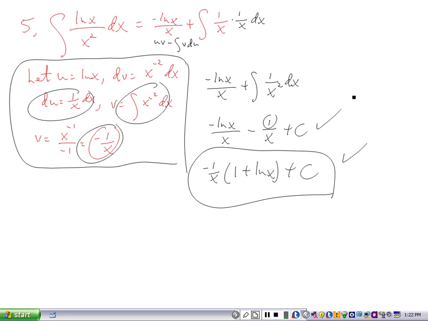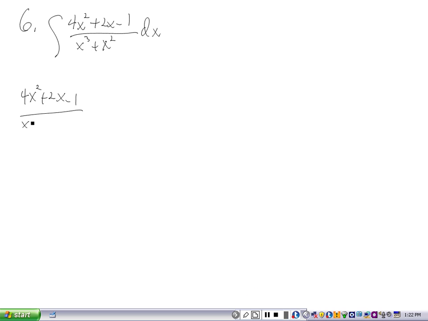Number 6, we've got to use partial fractions on that one. So we have the integral of 4x squared plus 2x minus 1 over x cubed plus x squared dx. Let's look at the fraction by itself. This is 4x squared plus 2x minus 1 over x squared times x plus 1.